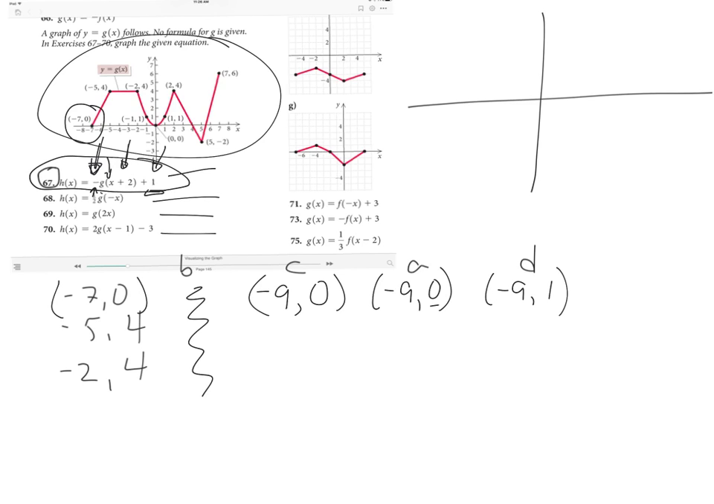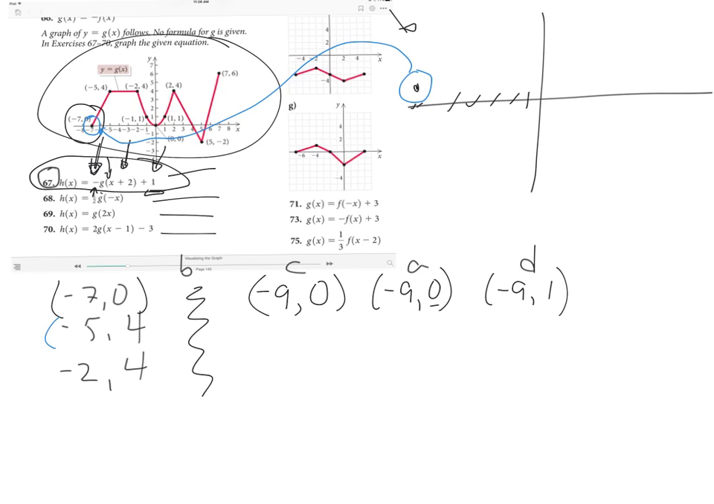Now they tell you to graph this too, so on my graph over here to the right, I would go over 9 and up 1, that'd be my first point. This point here, I'll put it in blue, is the transformed point of that one there. Okay, let's try one more.